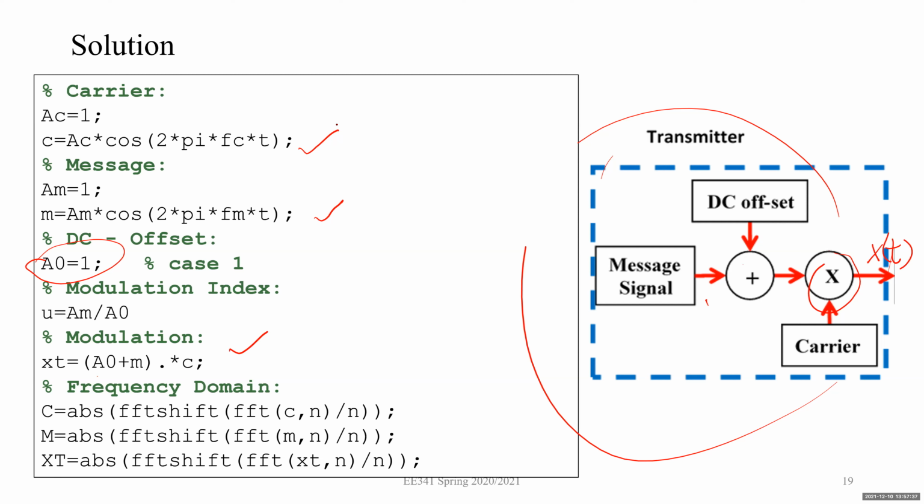So this is all done up till here for the time domain. In the frequency domain, you will define your carrier. This is a familiar command, but here the difference is that C is for carrier, M for message, and XT for the modulated signal.